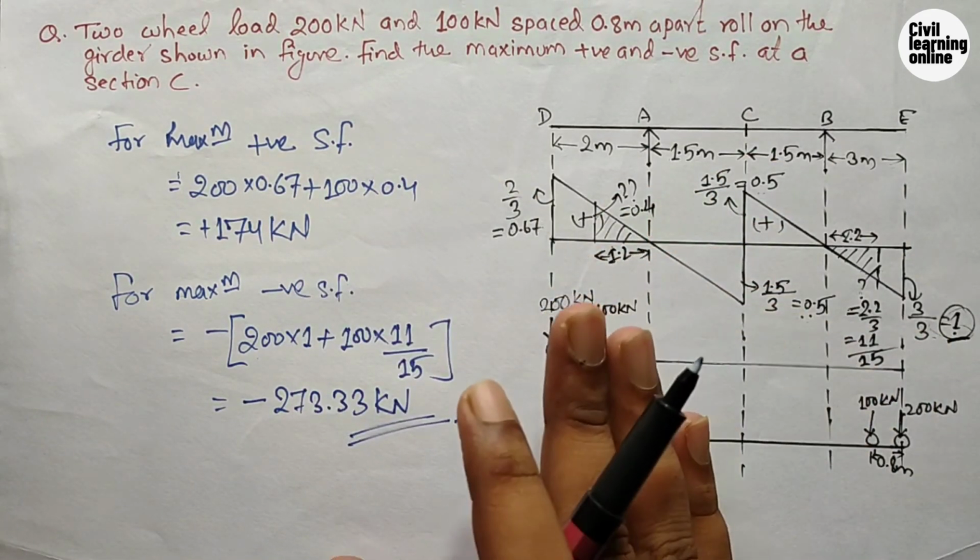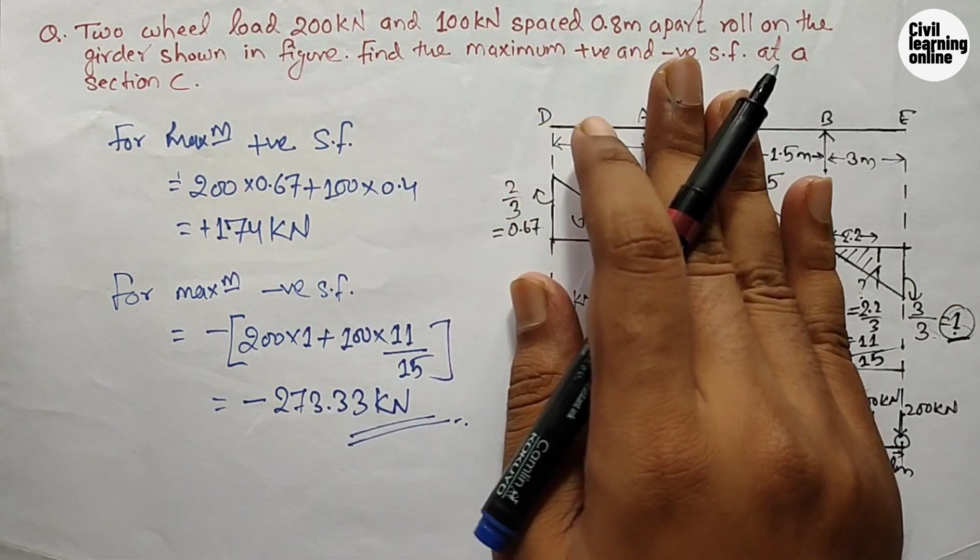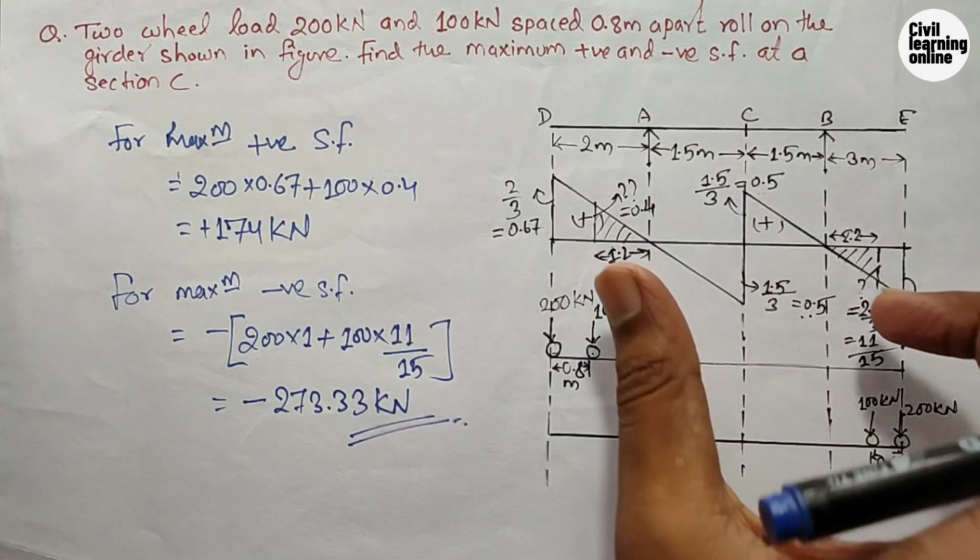Now in the next lecture we will discuss calculating the value of the maximum positive and negative bending moment in case of the overhanging beam.